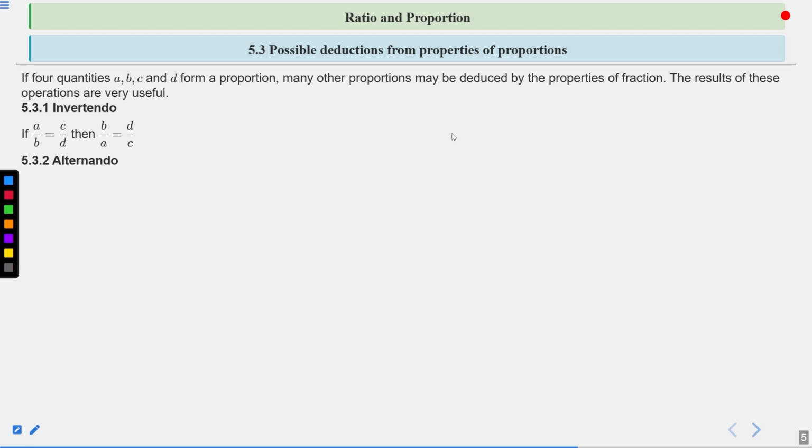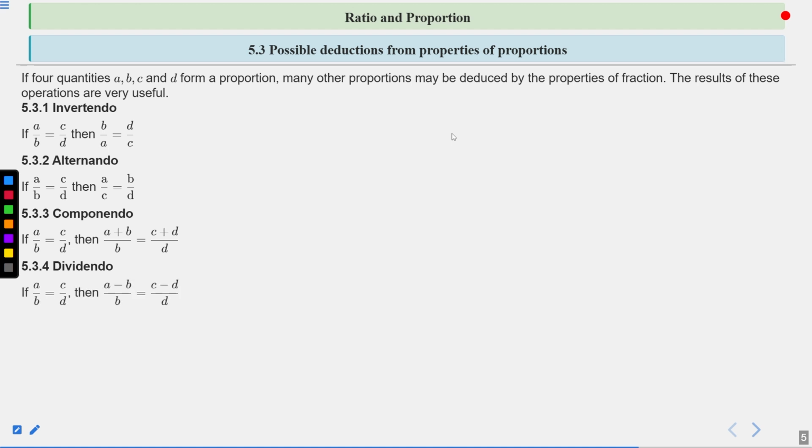Next one is alternando. So if A upon B equals to C upon D, then we can say that A upon C is equal to B upon D. Next one is componendo. So if A upon B equals to C upon D, we can also say that A plus B upon B equals to C plus D upon D. Next one is dividendo. So if A upon B equals to C upon D, then we can say that A minus B upon B equals to C minus D upon D.